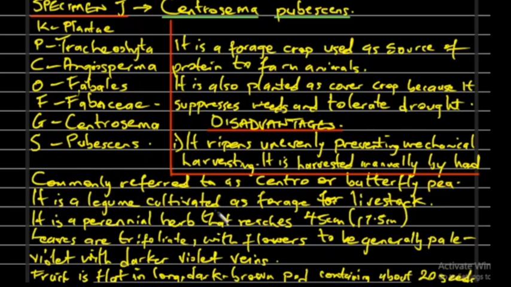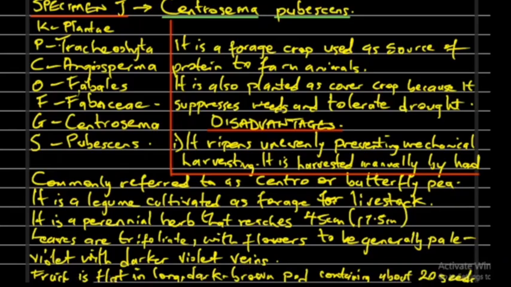It is a legume that is cultivated as forage for livestock. Yes, they cultivate this particular crop to feed livestock. It is a perennial herb that reaches about 45 centimeters in height. The leaves are trifoliate, and the flowers are generally pale violet with darker violet veins. The flowers of this plant are pale violet, light violet in color, and then it has darker violet veins.